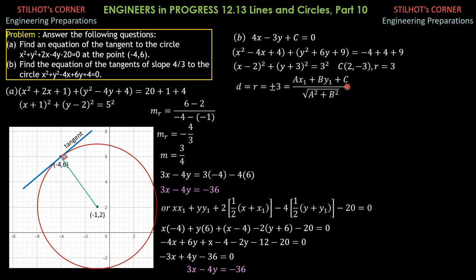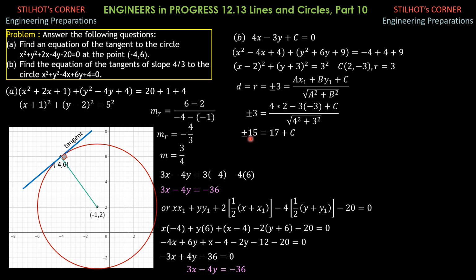Ax1 plus by1 plus c over the square root of a squared plus b squared, where a is 4 and b is negative 3. So substitute: plus or minus 3 equals 4 times the center x coordinate 2, plus b, which is negative 3, times the y coordinate of the center negative 3, plus the constant, over the square root of 4 squared plus 3 squared. So plus or minus 15 equals 8 plus 9, 17, plus c. So c is, if we use the positive sign here, 15 minus 17, negative 2. So c is negative 2.